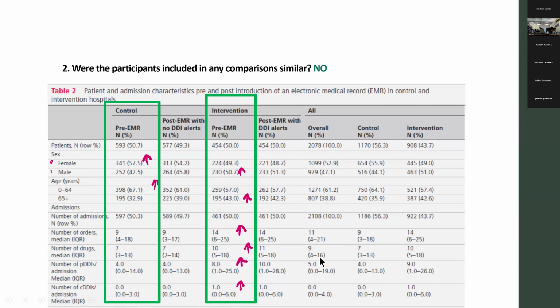So they have given post and pre values. If you look at the number of drug-to-drug interactions for admission, both are more. Okay, so actually, it has increased after the intervention and the clinical significance. Let's just go back to the results table.